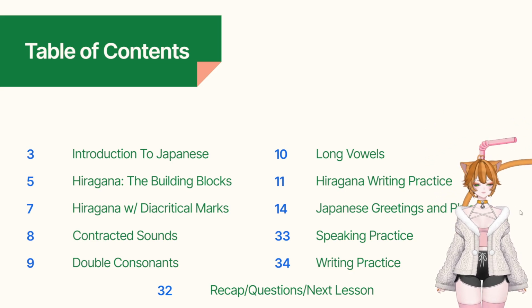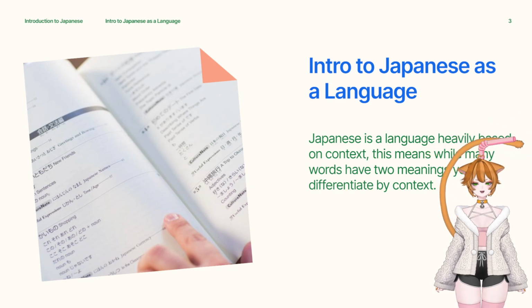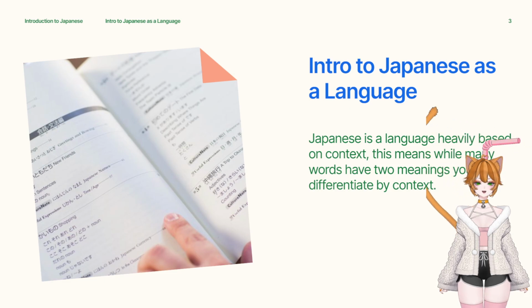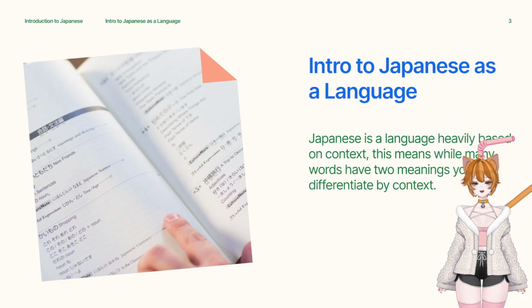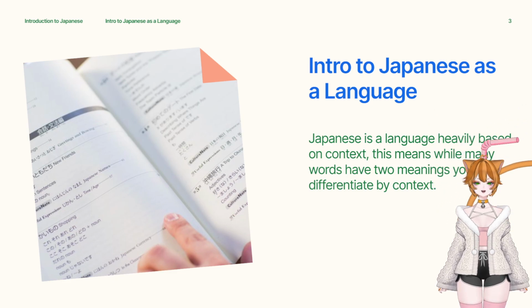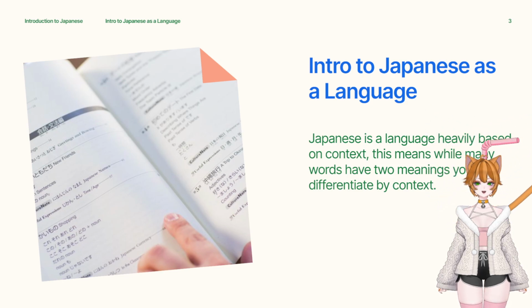Let's move forward. I'm going to give you an introduction to Japanese as a language. I know I may be blocking some of the words here, but don't worry, anything that needs to be read, I will read. Japanese is a language heavily based on context. This means that you may have two words that have the same hiragana, but they mean two different things, and that meaning changes depending on the context of the conversation you're having. In Japanese, you'll notice that we don't really use subjects a whole lot because it is so heavily based on context, unlike the English language, where we have subjects very frequently.